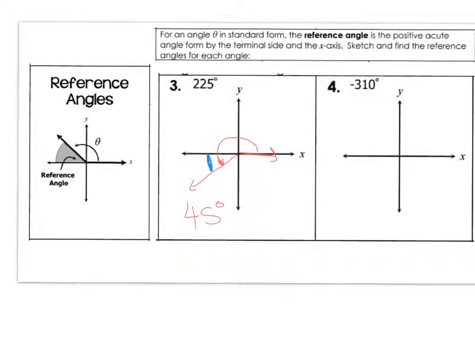310 degrees? So negative 310, if I go all the way around, would be negative 360, right? So all the way around would be negative 360. I've got to back it up. How much? 50 degrees. So negative 310 is right here. That's negative 310.